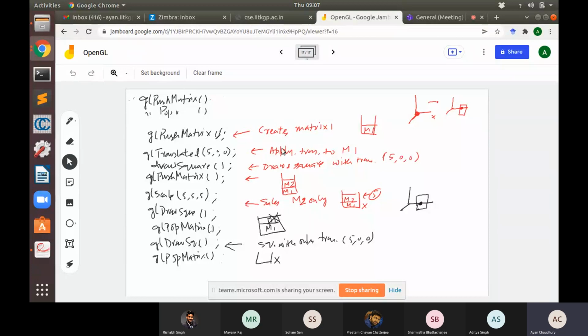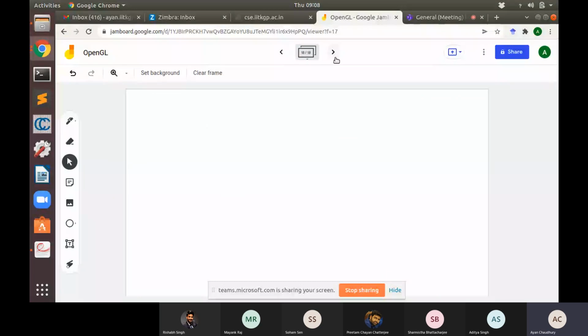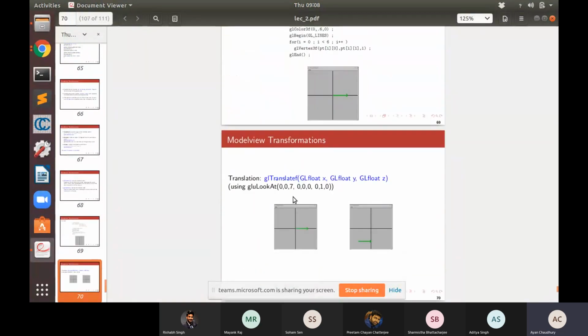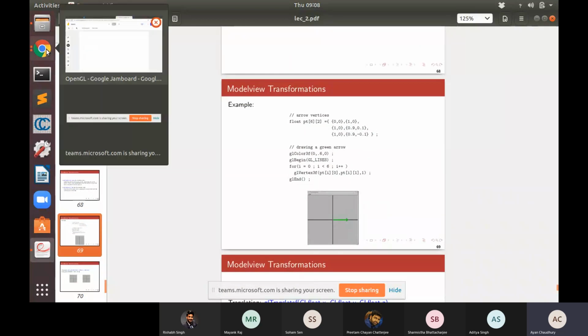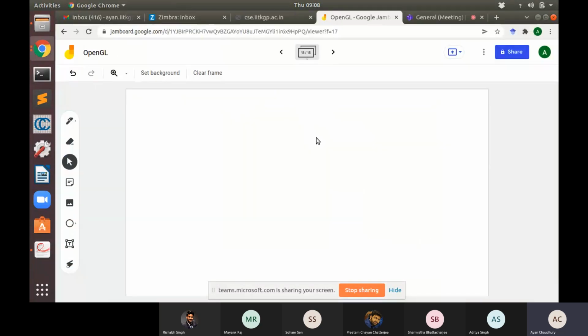Okay, so I will show you an example of transformation in OpenGL. Make sure that you understand this correctly. I was showing an example here, but let me see. Okay, maybe I will explain here. That's much better. Just a minute.